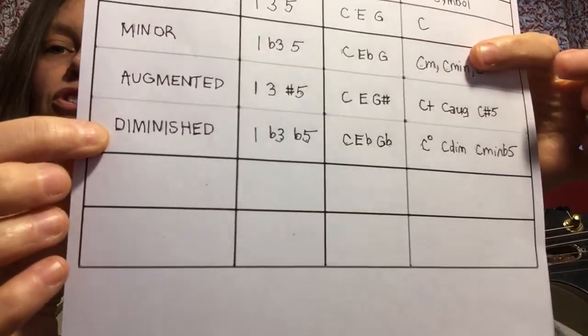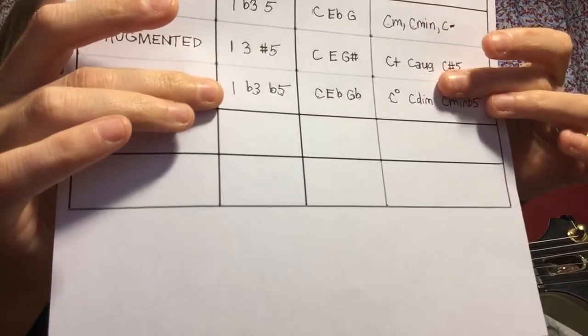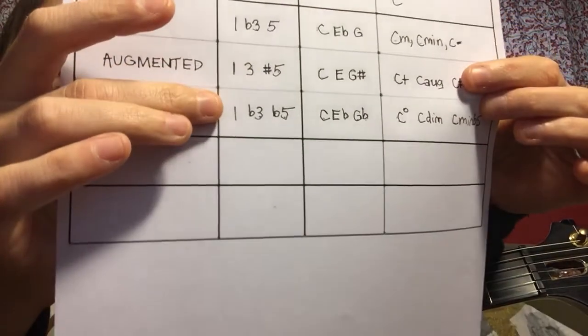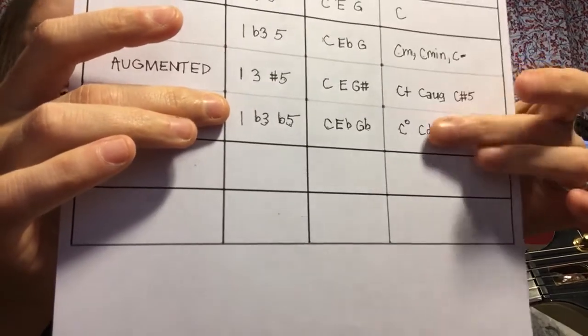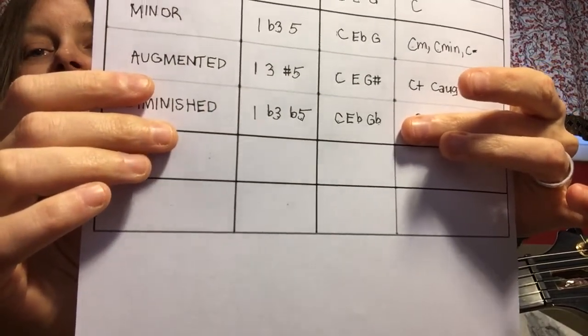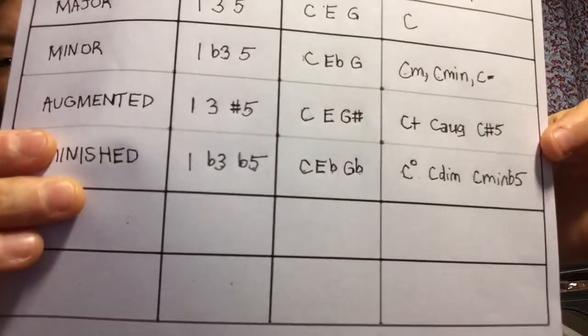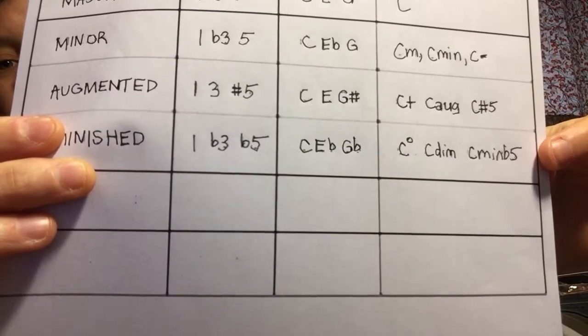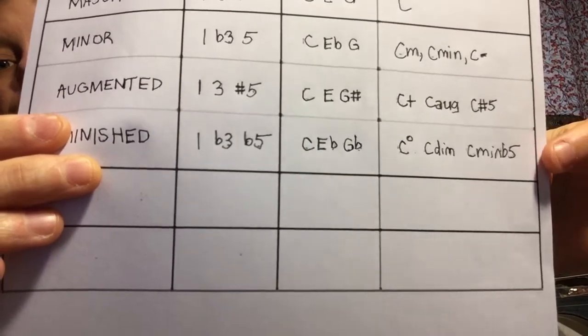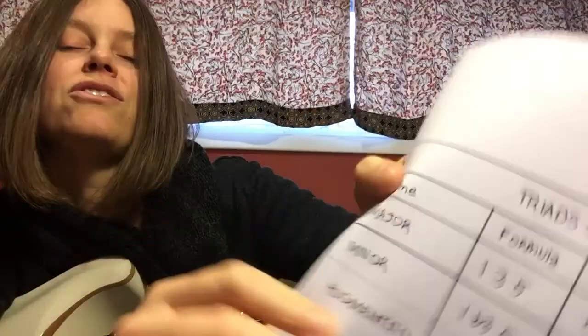And then the last one I'm going to show you today is diminished. So the formula for a diminished chord is 1 flat 3 flat 5. So this one's more related to the minor chord. So if you put that together, you have C, E flat, G flat as your notes. And the way that you typically see them written out, C with a little circle, or C-D-I-M, short for diminished, or C minor flat 5, because it is just a minor triad with a flatted 5th.